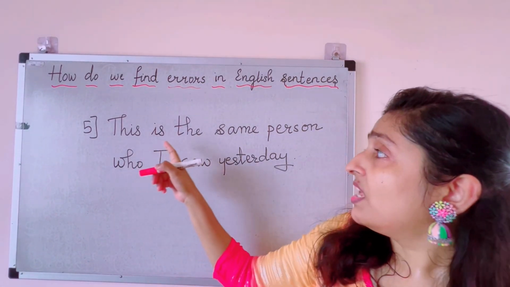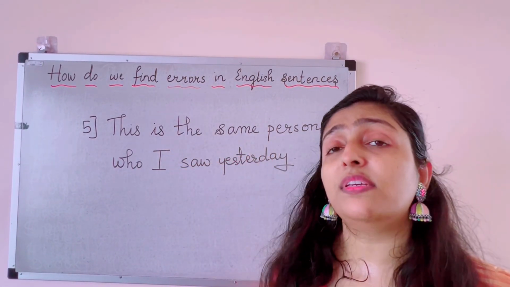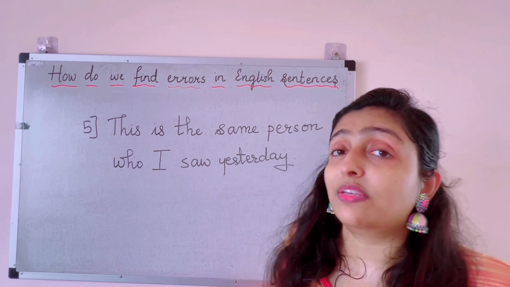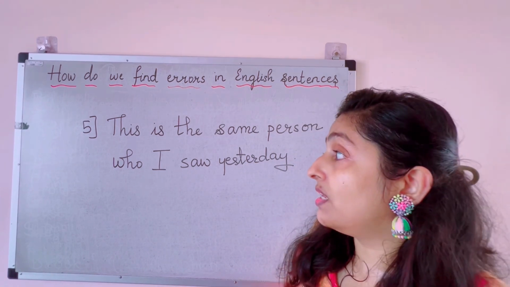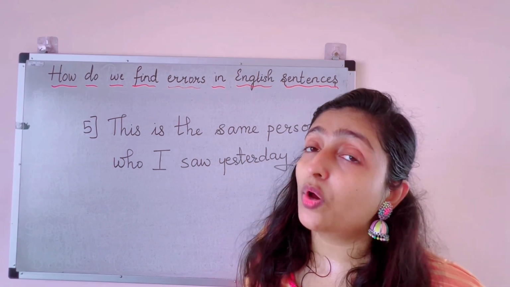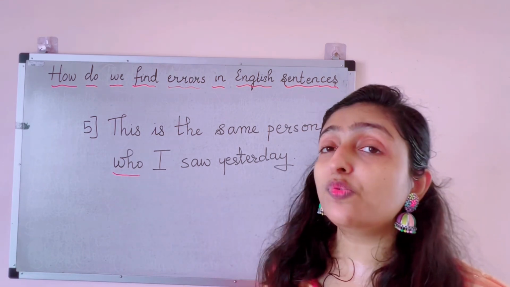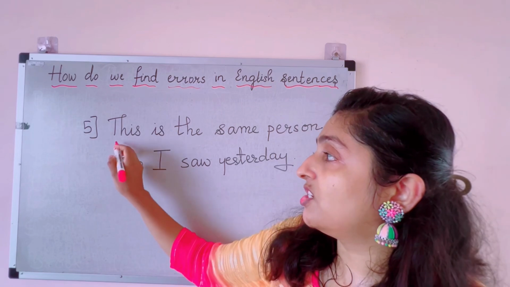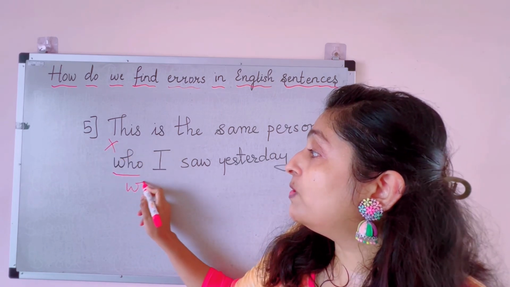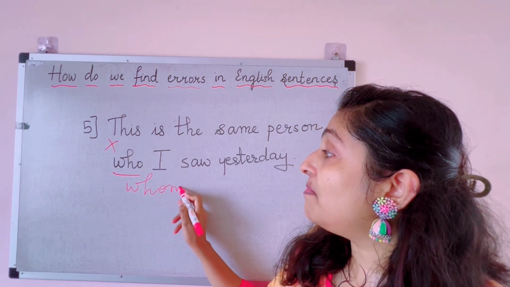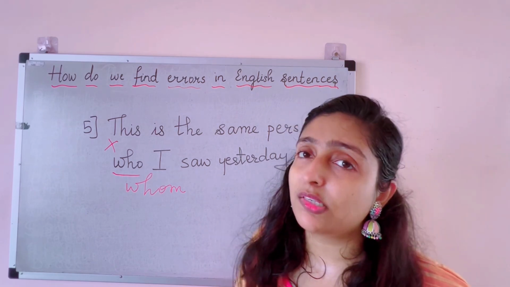Next we have, this is the same person who I saw yesterday. What is the error? Who. We don't use who in such situations. We use whom. This is the same person whom I saw yesterday.